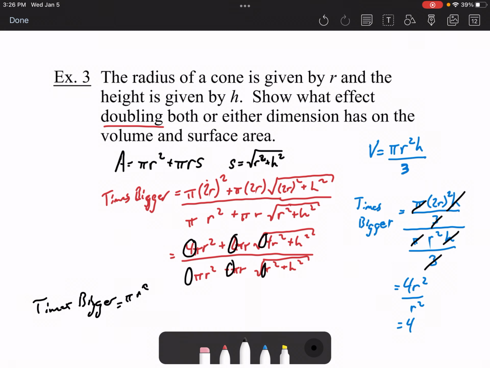So this time we leave the radius the same, but we double the height. So in this case, you cancel out the pi's, you cancel out the r squareds, you cancel out the 3's. This one, you find it's only double the size if you double the height. And if you can guess, if you doubled both the height and the radius, you're going to see it's 8 times bigger.